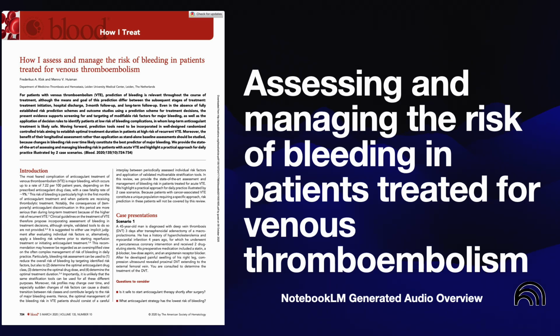Maybe before we jump into the stages, it's helpful to frame why we're doing this risk assessment in the first place. There are really 4 key goals when we assess bleeding risk in VTE. Okay, what are they? First, and maybe the most obvious, is identifying factors we can actually modify. Things we can intervene on to lower the patient's overall risk right from the get-go. Right, the preventable stuff. Second, it helps us choose the best class of anticoagulant. Is this patient better suited for a newer DOAC, or do we need to stick with an older agent like warfarin? That drug choice is huge, obviously.